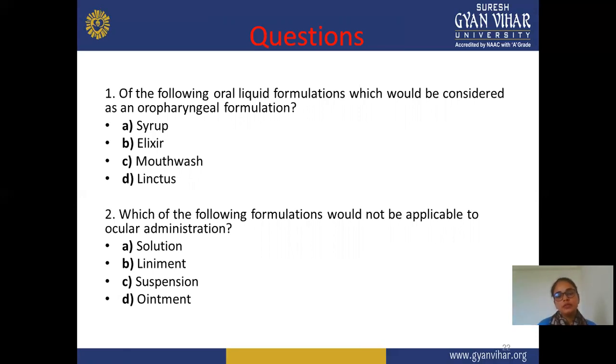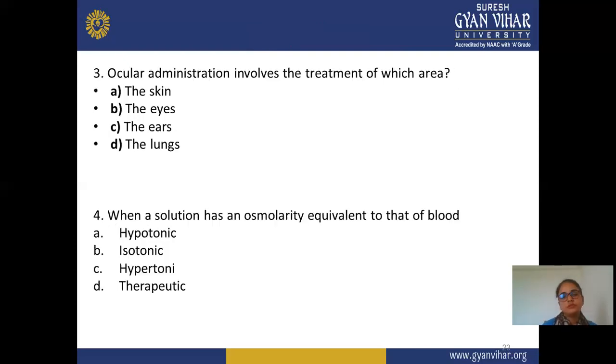And in the second question, which of the following formulations would not be applicable to ocular administration? Out of these options, you can easily answer the correct one which is suitable for ocular administration, because we already discussed the different types and classification of ocular preparations. In this, option A is solution, B is liniment, C is suspension, and D is ointment. So the question is very simple, and you can easily select the correct option for the second question.